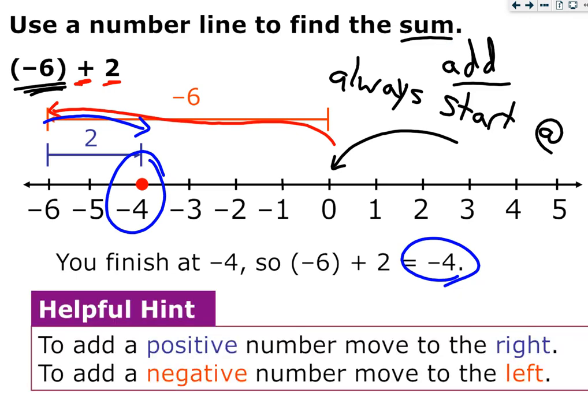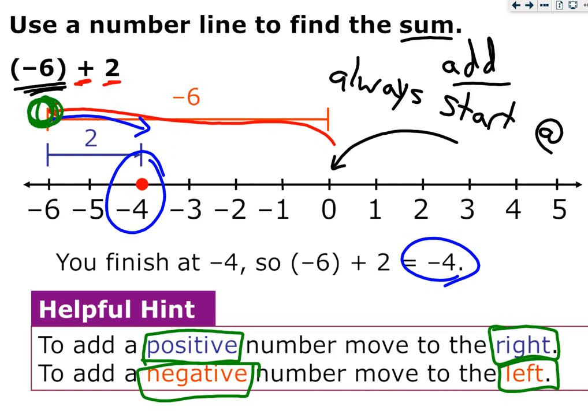A couple helpful tips for this. If you want to add a positive number, you move to the right. You want to add a negative number, you move to the left on the number line. As you can see above, we had a -6, so we went to the left 6 units, got to this spot, and then we wanted to add a positive 2, so we went to the right 2 units, and we ended at -4.